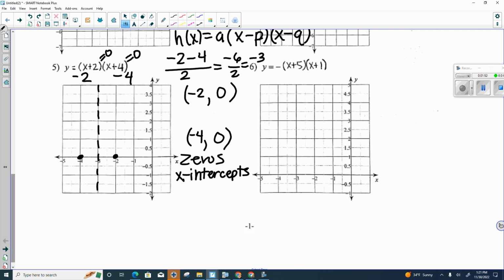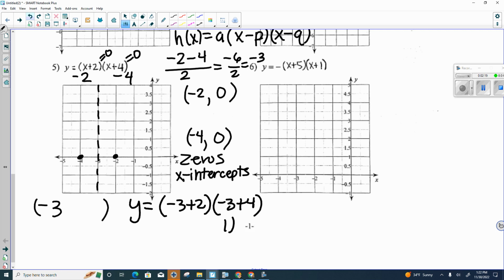okay, I need to find the vertex, right? Is it up here? Is it down here? I'm not sure. So the way that I'm going to find it is I'm going to use my axis of symmetry. Remember, that is the x value of your vertex. I'm going to plug it back into this original equation to find my y. So everywhere there's an x, I'm going to put a negative 3. And I'm going to solve.